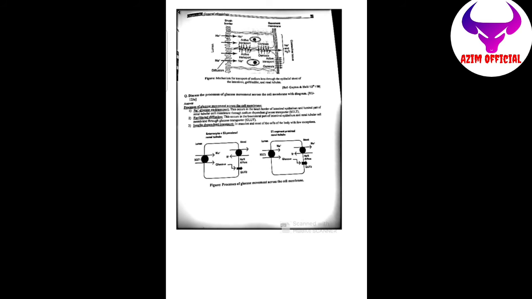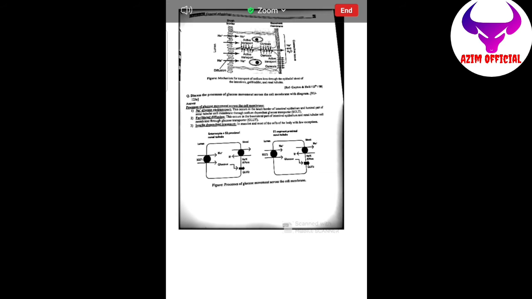Discuss the process of glucose movement across the cell membrane with diagram. This question came in Rajshahi University, not in Dhaka University. The process of glucose movement across the cell membrane is sodium glucose co-transport, facilitated diffusion, and insulin dependent transport. This occurs in the brush border of the intestinal epithelium and the luminal part of the renal tubular cells, and the cell membrane through the sodium dependent glucose transporter.